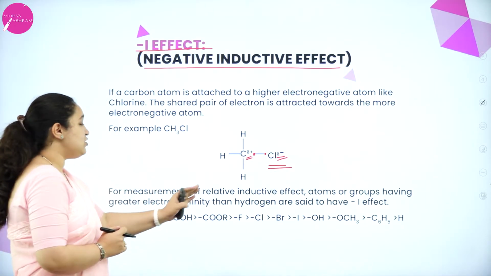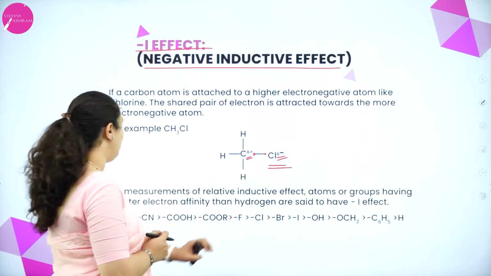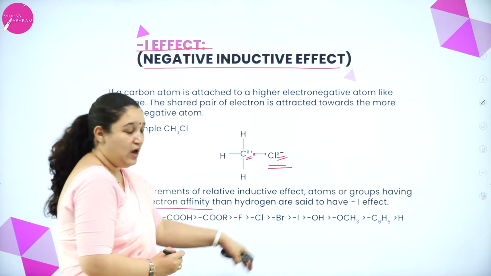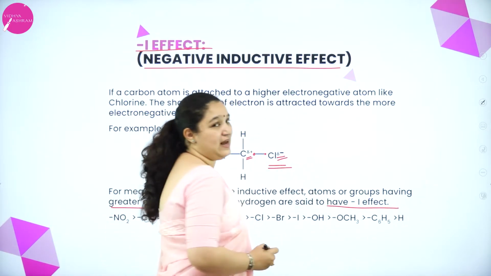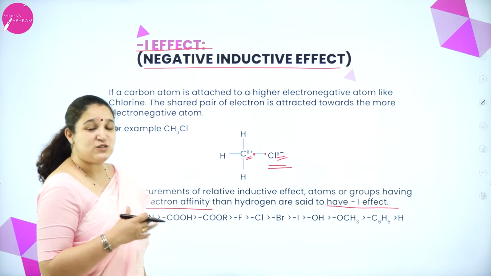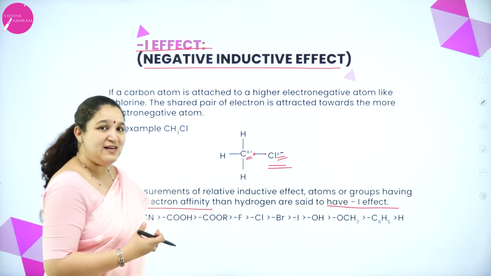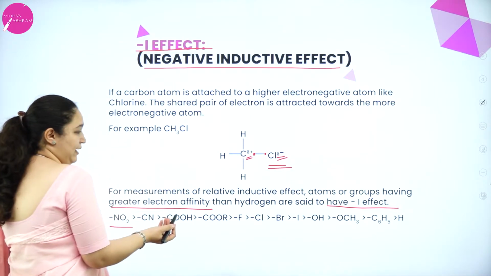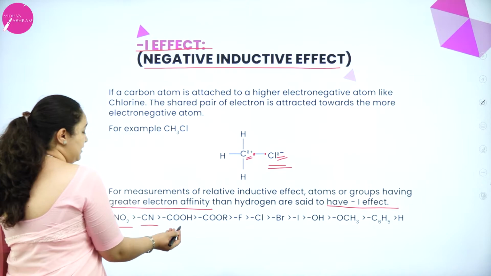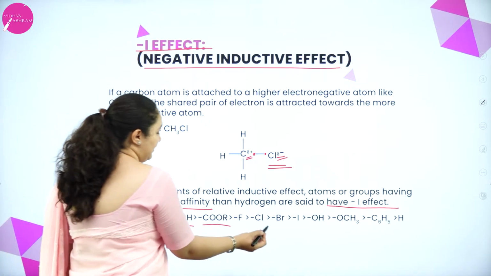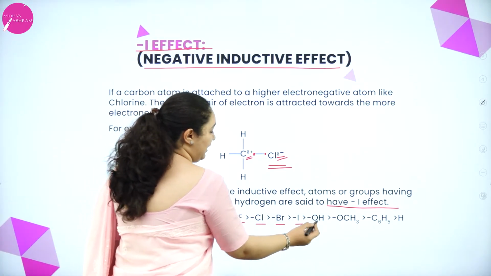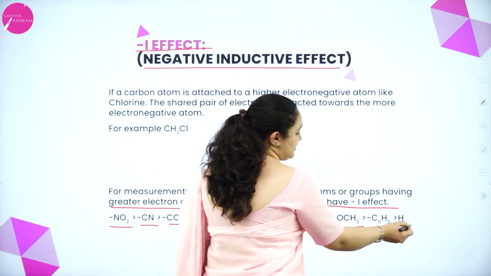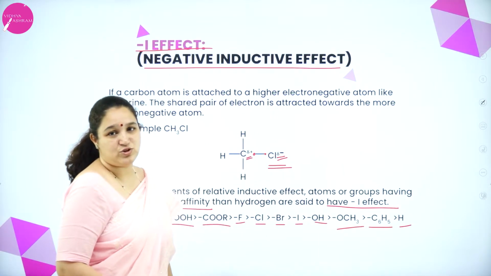And for measurements of relative inductive effect, atoms or group having a greater electron affinity than hydrogen are said to have minus I effect. So if the electron affinity is more than hydrogen, then we call it minus I effect. And you can see NO2 group has got the highest minus I effect, then the cyanide group, then the acid group, then the ester, fluorine, chlorine, bromine, iodine, that is the halogen. Then we have OH, OCH3, C6H5 group, and then hydrogen.